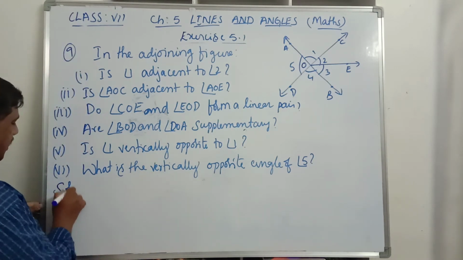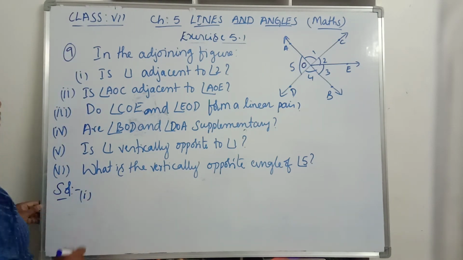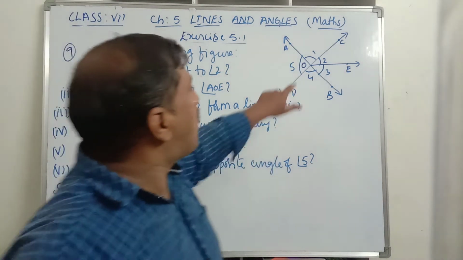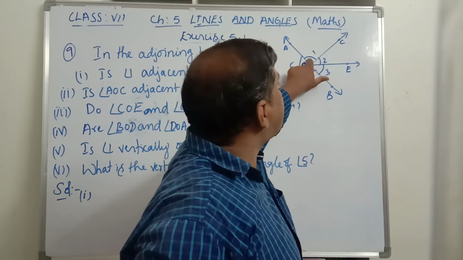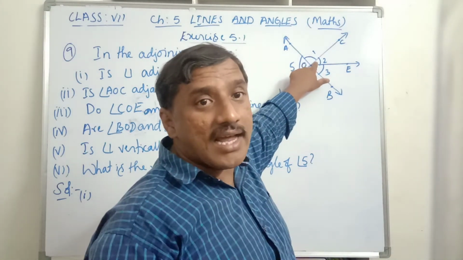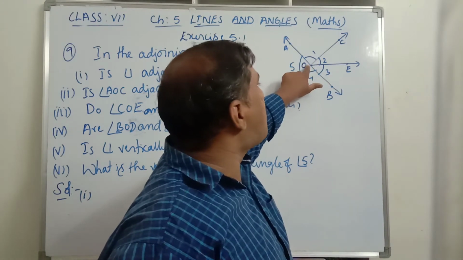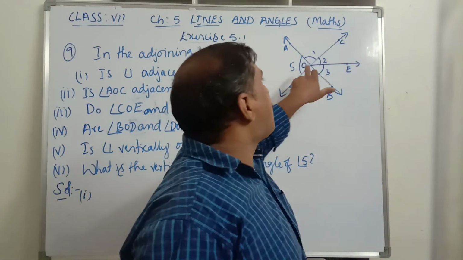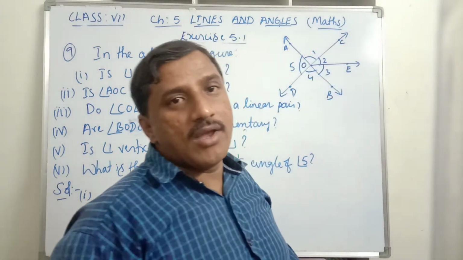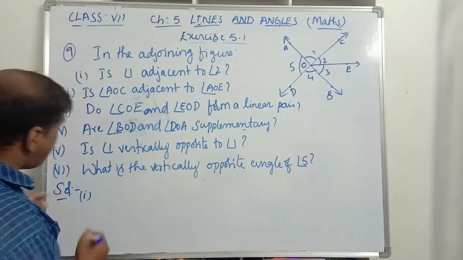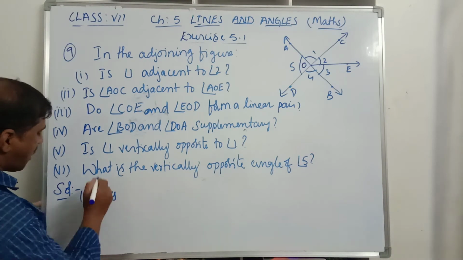Now the first question: is angle 1 adjacent to angle 2? Angle 1 and angle 2 are adjacent to each other. What are adjacent angles? A pair of angles with a common vertex. Both angles have the common vertex O and one common arm, OC. So angle 1 and angle 2 are adjacent angles. Yes, they are adjacent angles.